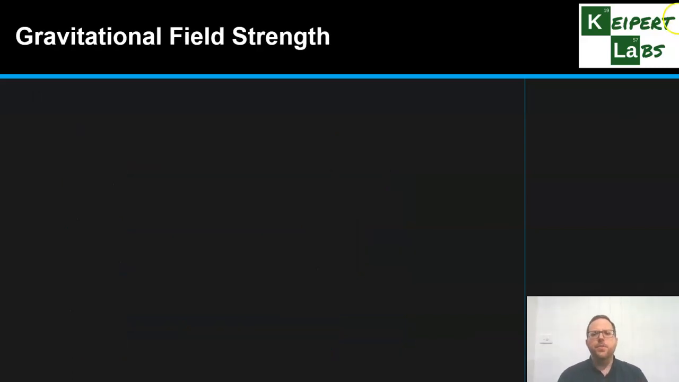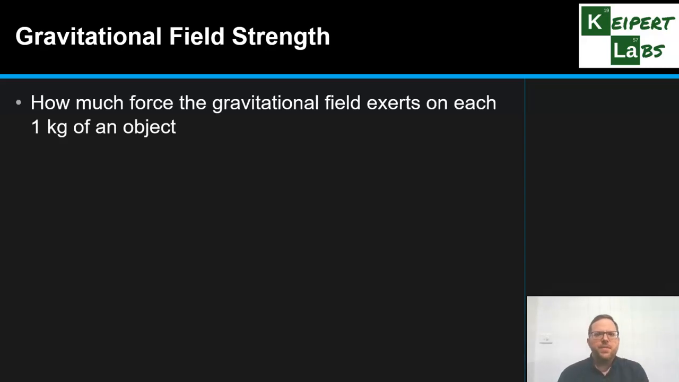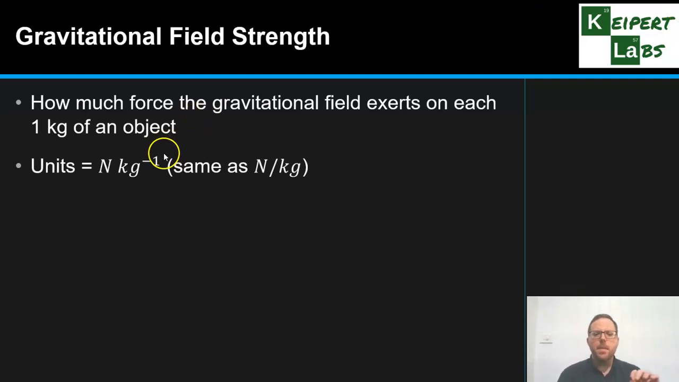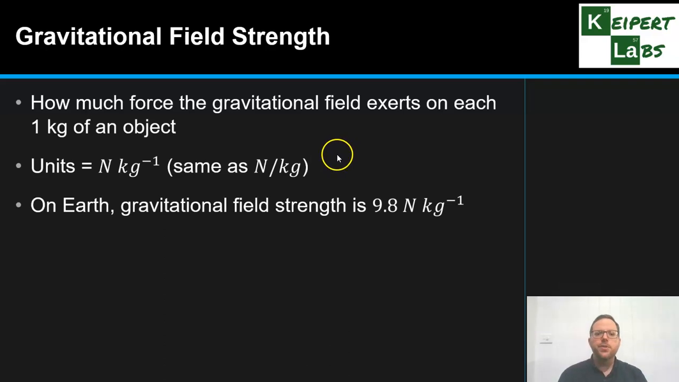And so now we come to this concept of gravitational field strength. That is, let's think about how strong this gravitational field is. The definition is how much force the gravitational field of that object exerts, that is, applies or causes to happen, on each 1 kilogram of the object that's being affected. So we use units of newtons per kilogram. Notice that N kg to the -1 is the same as newtons per kilogram. It's just a little bit more mathematically precise to write it that way. So on Earth, the gravitational field strength is 9.8 newtons per kilogram.